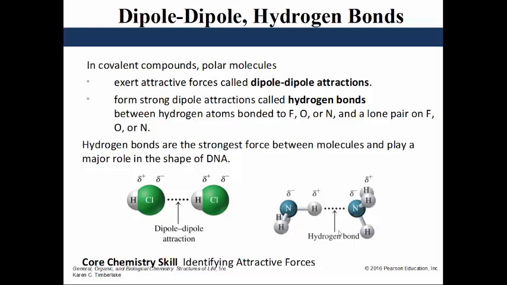The hydrogen bonds are the strongest force between molecules and play a very major role in the shaping of DNA. DNA has a very helical or spiral staircase shape to it, and the reason why you get that shape is due to hydrogen bonding between amino acids and the side chains within the DNA.